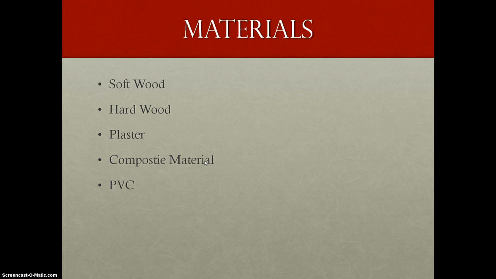One reason that some people want to use something other than wood as a trim is to save money. Sometimes you will be able to find trim that is cheaper when it's made out of plastic. Plaster is what you will see a lot of decorative moldings made with. Composite material, that's a plastic, and then PVC is also a plastic.